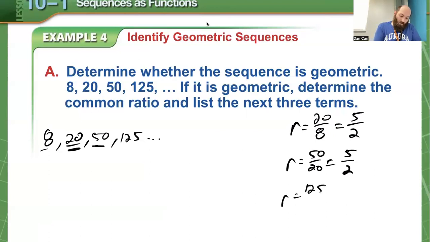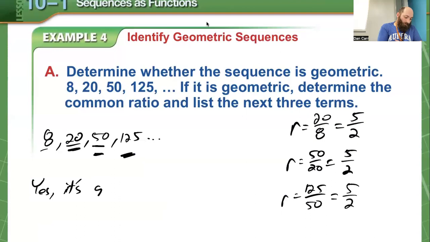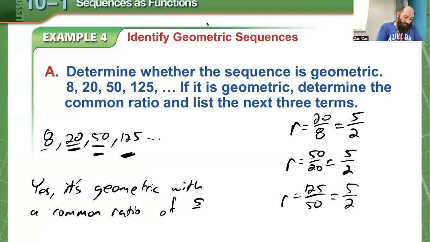And my last one, 125 over 50. So we're checking this one and this one now. Does that reduce to the same thing? If I divide everything by 25, I do get 5 over 2. So that means yes, it's a geometric sequence with a common ratio of 5 over 2. So we can have common ratios that are fractions.